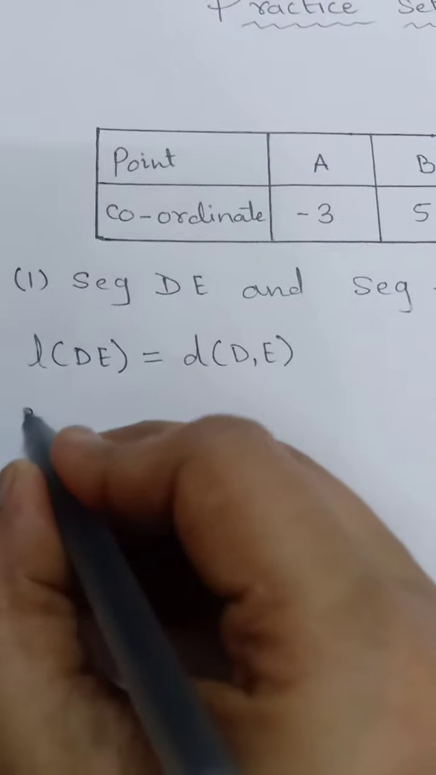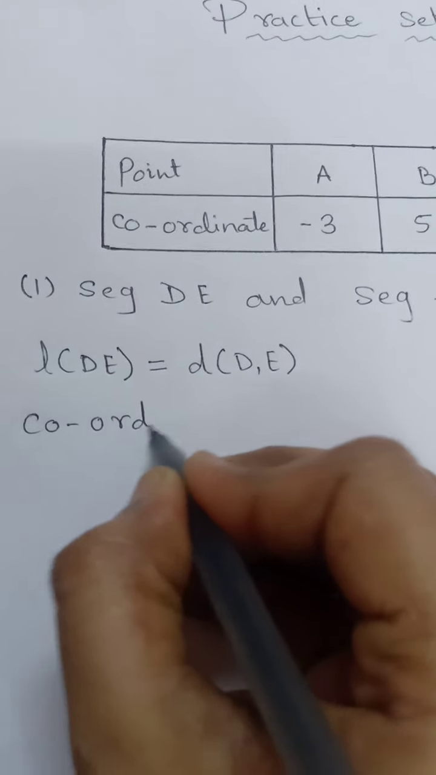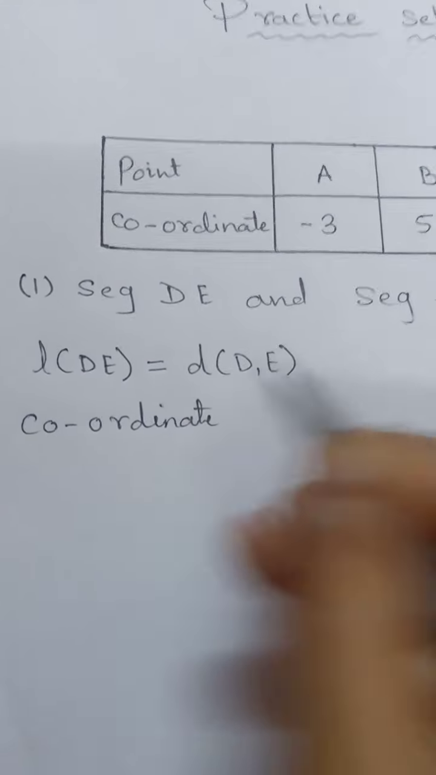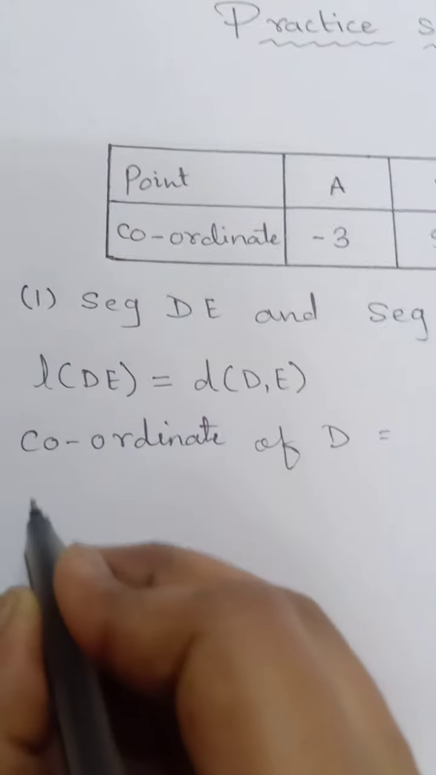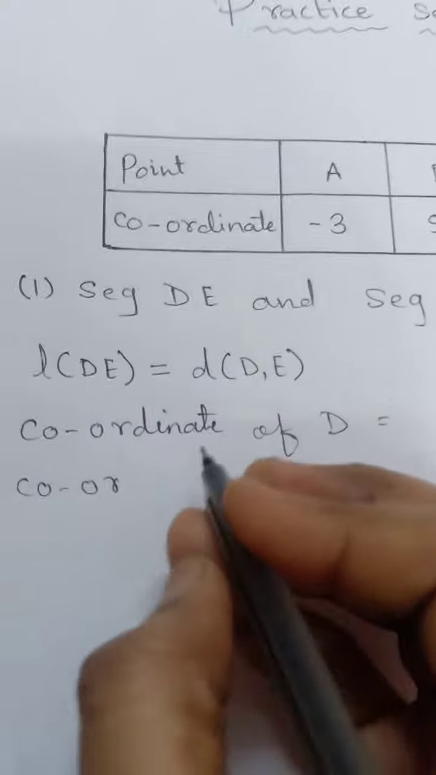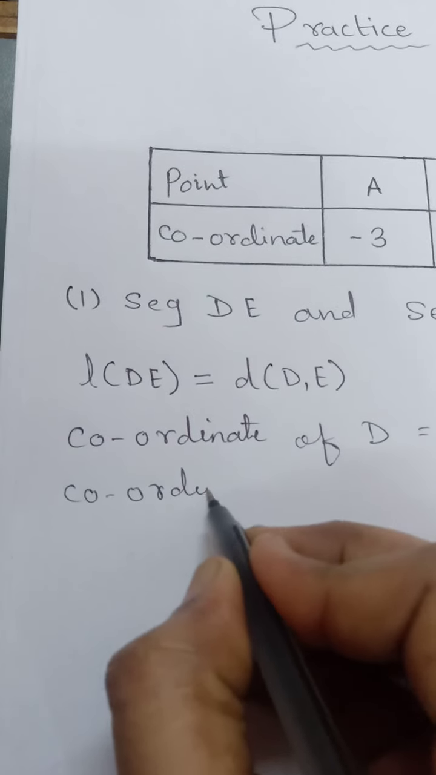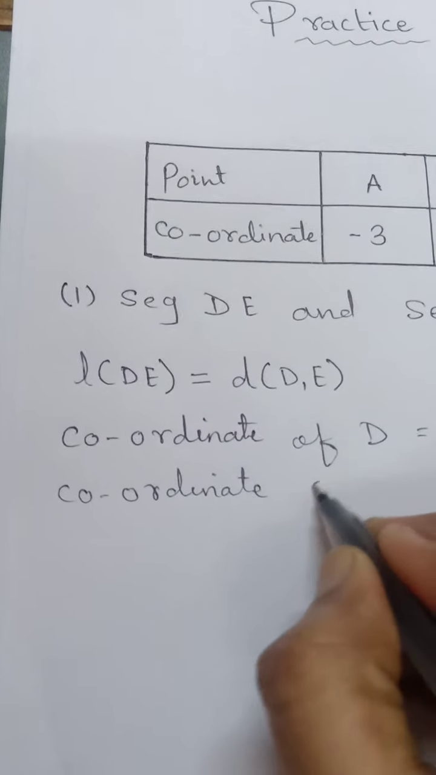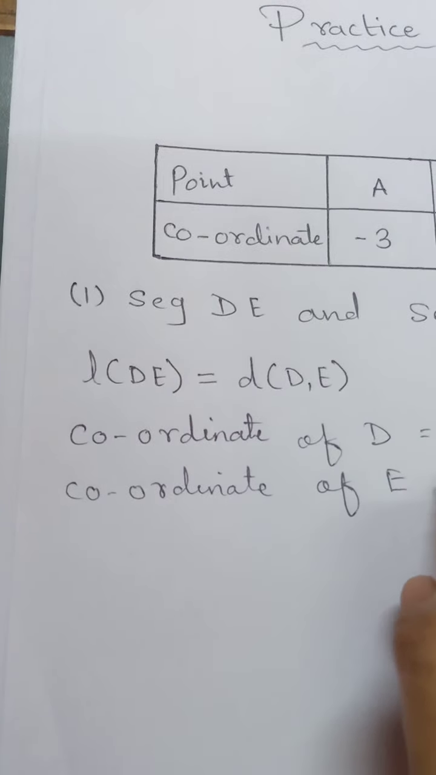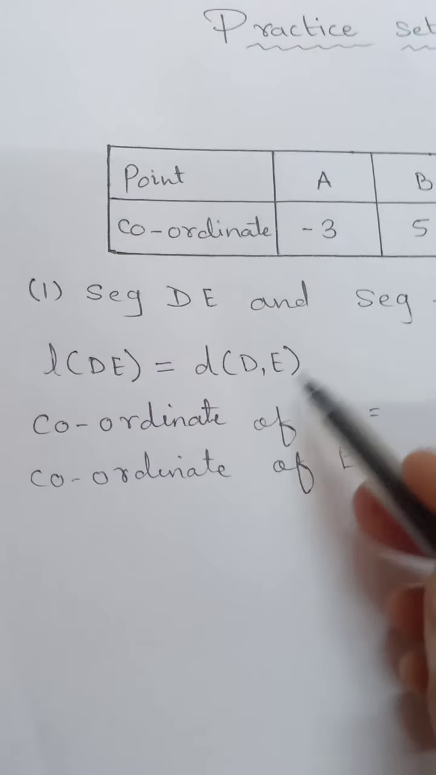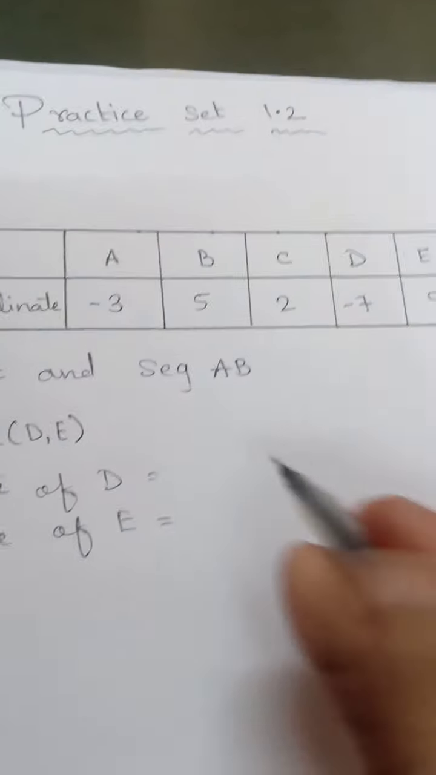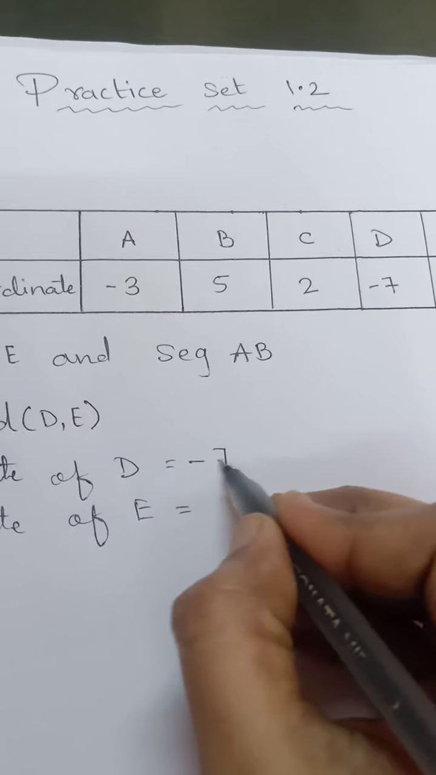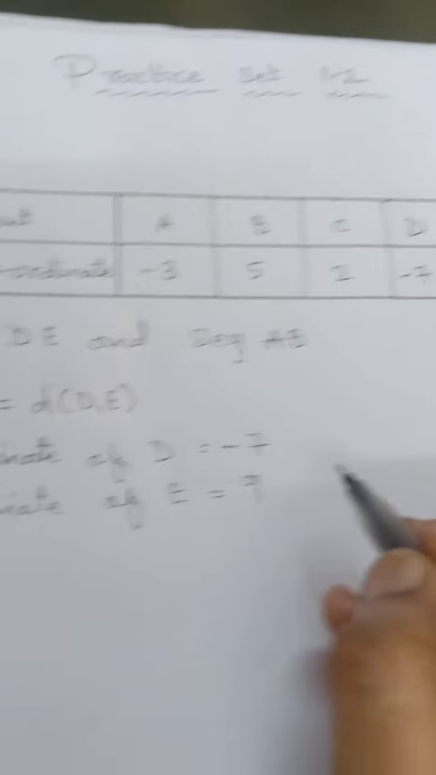So first of all we will take the coordinate of point D, and next we will take the coordinate of point E, because these 2 points D and E are used here. So what is the coordinate of D? -7, and the coordinate of E is 9. So the coordinate of D is -7 and the coordinate of E is 9.